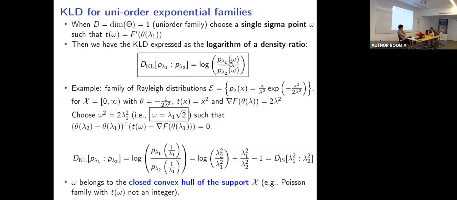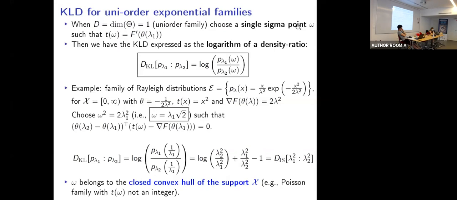density ratio here. Okay. So to illustrate this formula, let's take the Rayleigh distribution, which forms an exponential family. We have the natural parameter here, the sufficient statistic here, the derivative here. And what we need to do is to choose omega in order to satisfy this equation here. So we are going to choose omega to be lambda 1 square root of 2. Then this term becomes 0, and we have the KLD between two Rayleigh distributions, which is expressed like that. And we can massage this equation to let it be equal to a divergence between the square parameters.